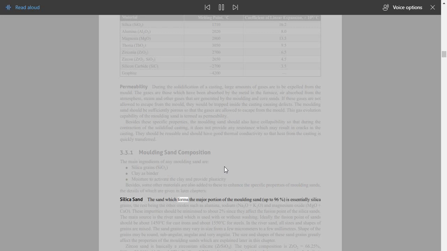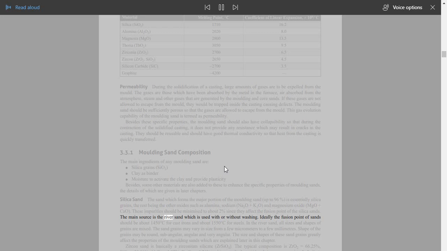Silica sand. The sand which forms the major portion of the molding sand, up to 96%, is entirely silica grains, the rest being the other oxides such as alumina, sodium oxide Na2O and K2O, and magnesium oxide MgO and CaO. These impurities should be minimized to about 2% since they affect the fusion point of the silica sands.